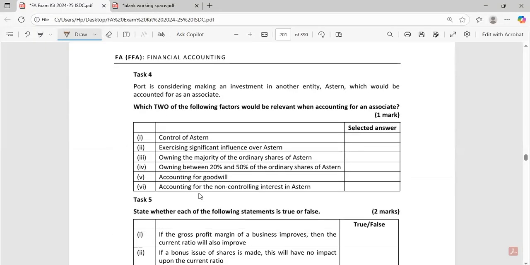Next. Port is considering making an investment in another entity which could be accounted for as an associate. Which two of the following factors would be relevant when accounting for an associate? When we do associate accounting, it gives us significant influence, not control. So this is not the answer. Exercising significant influence over Aston, this is correct. Owning majority of ordinary shares, no. This happens when we are acquiring a subsidiary, when we own the majority of shares.